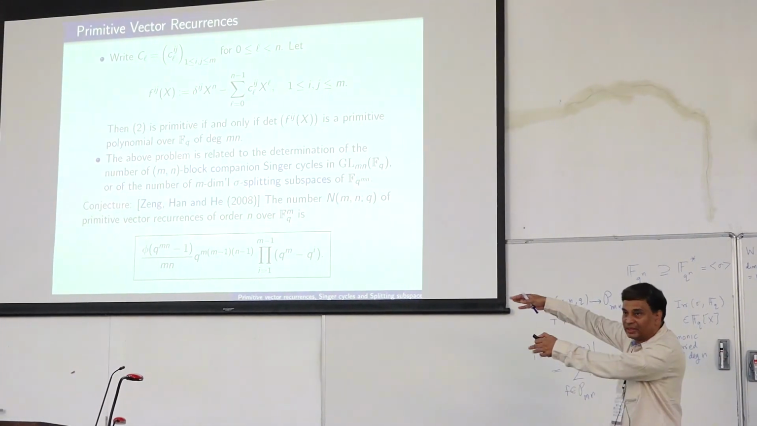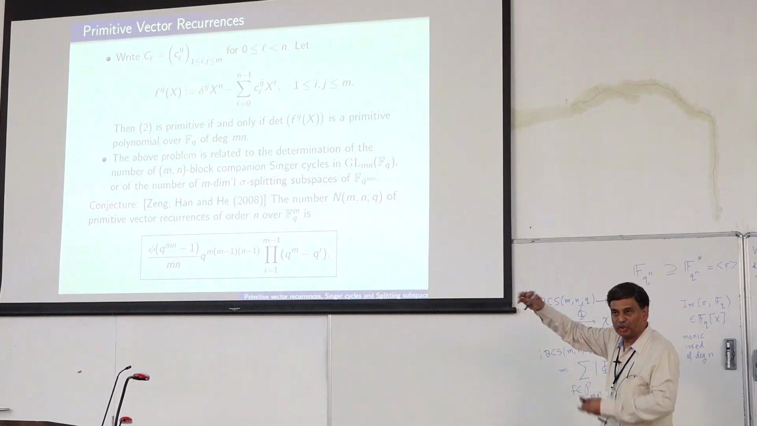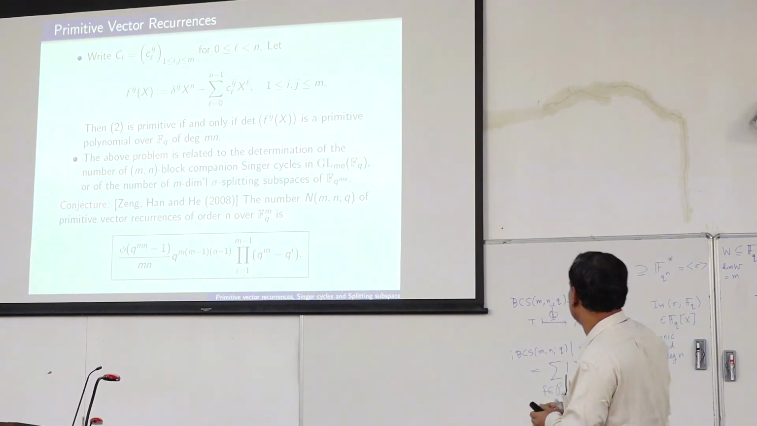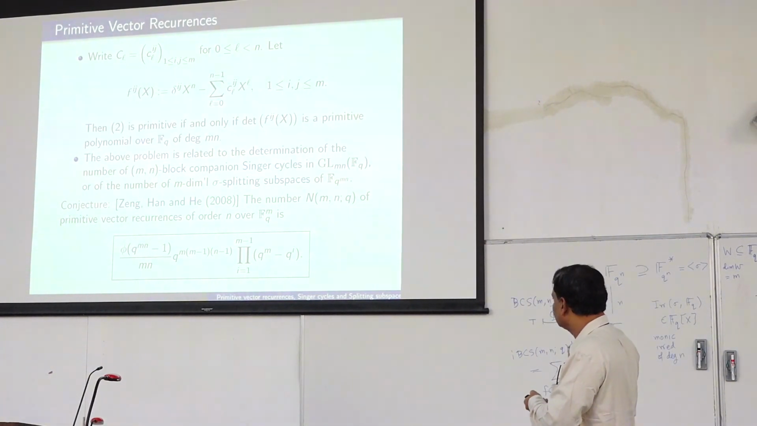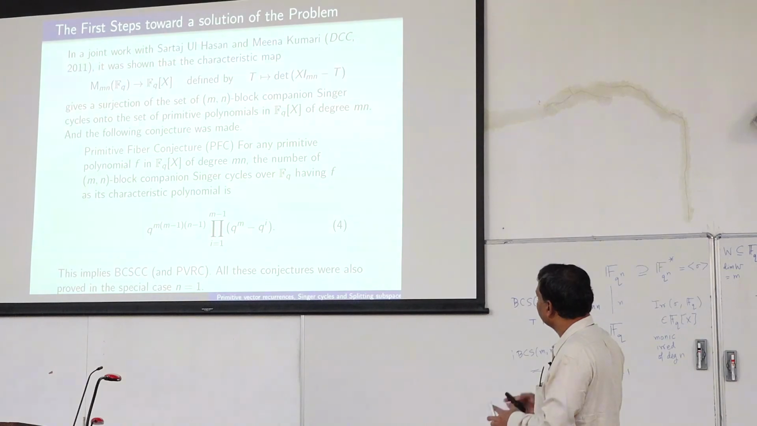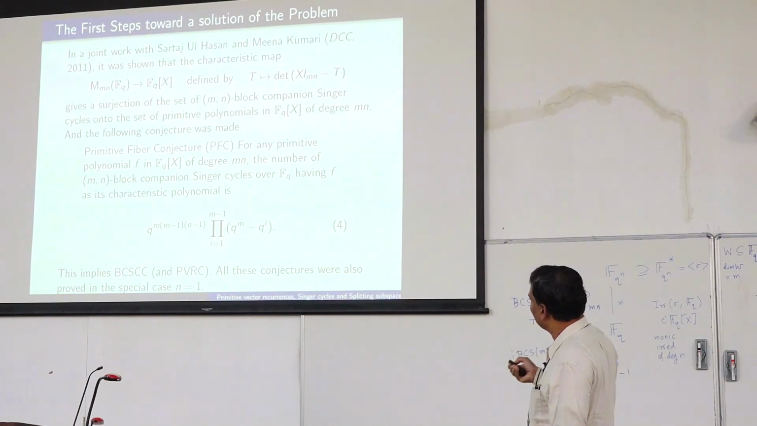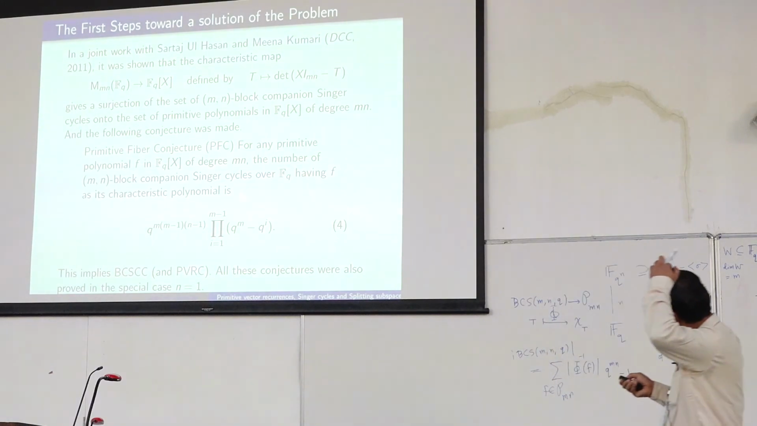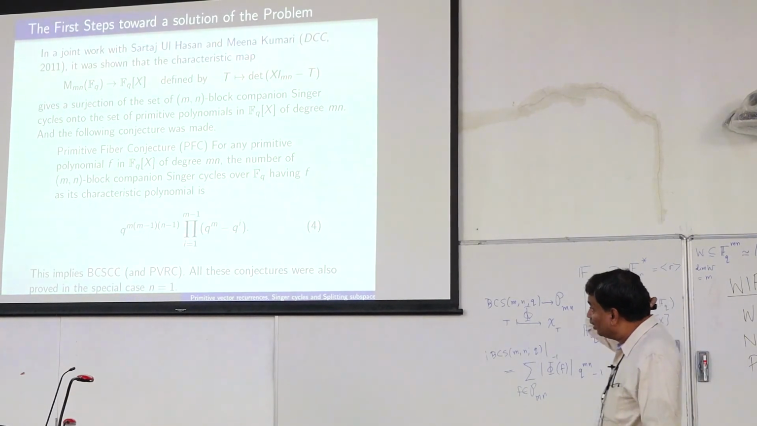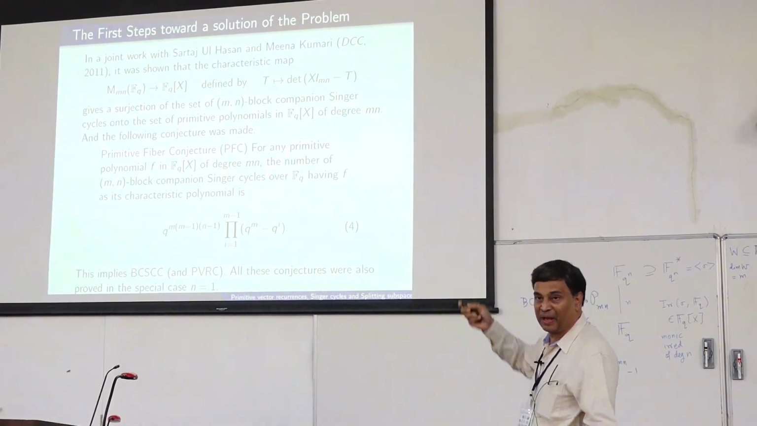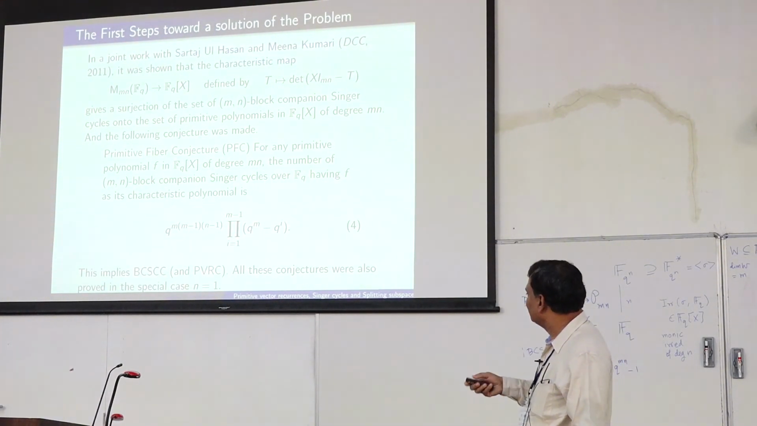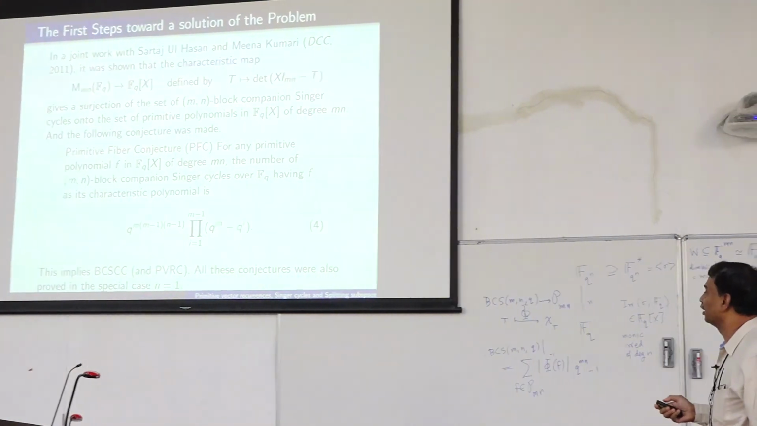Of course, that is much stronger than saying the cardinality of this whole set is that, because maybe the fibers are not equidistributed, and still somehow they add up to that. But we had reasons to believe that actually a stronger thing is true. So, that is what I call the primitive fiber conjecture, or PFC, which said that for any primitive polynomial of degree mn, the number of mn block companion Singer cycles having that polynomial as the characteristic polynomial is this other factor. And it is obvious that this will imply the block companion Singer cycle conjecture, and therefore the primitive vector recurrence conjecture, which at least in the binary case is of Zeng and Hu.